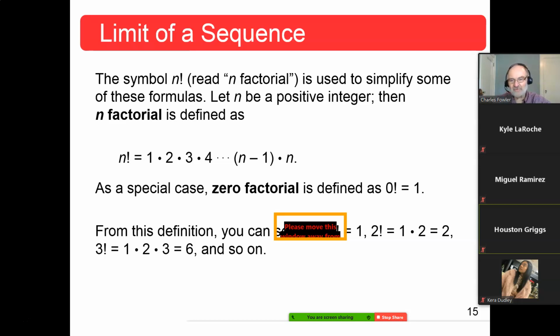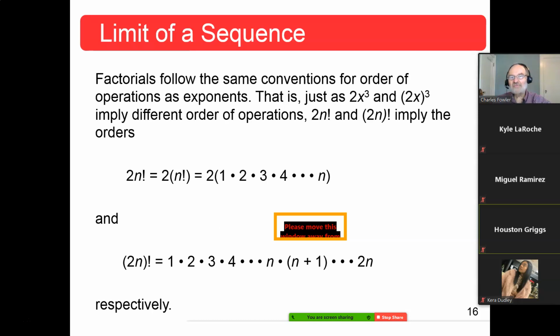Either way, multiplication is commutative and associative. Factorials follow the same conventions for order of operations as exponents. So they fall right in there. That is, just as with 2x cubed, that could mean you cube the x first and then double that answer. And (2x) cubed, that means you multiply first and then cube it. Those are different values, okay? This would be 8 times x cubed because it's 2 cubed times x cubed. This is just 2 times x cubed.